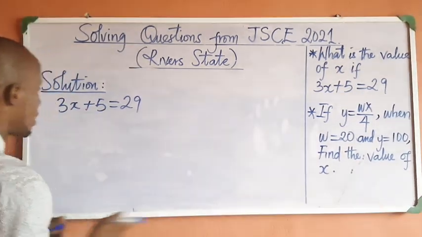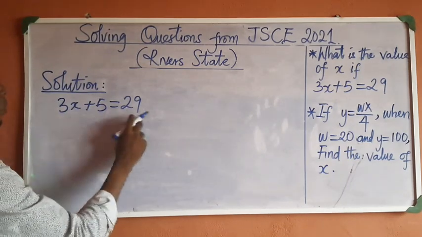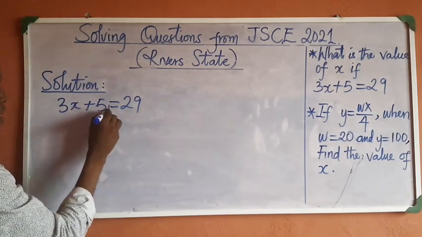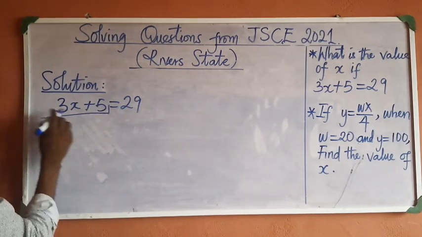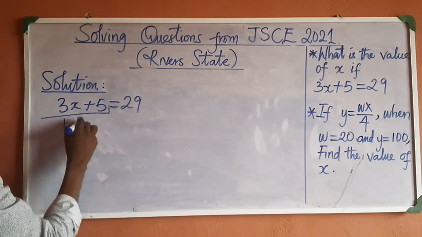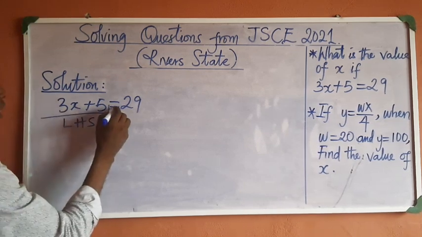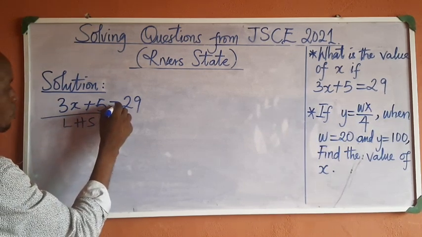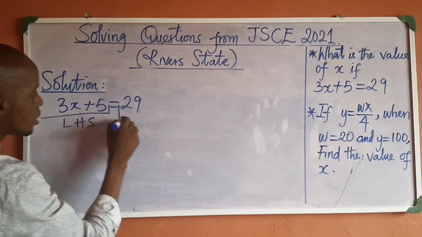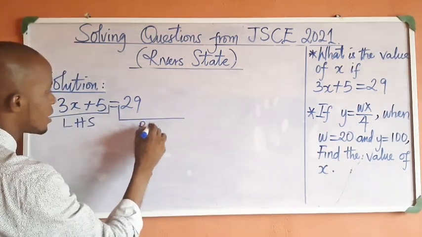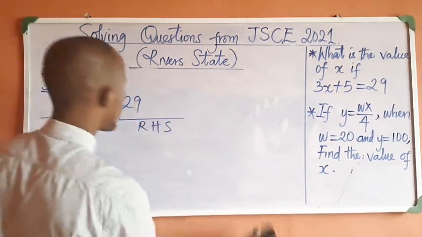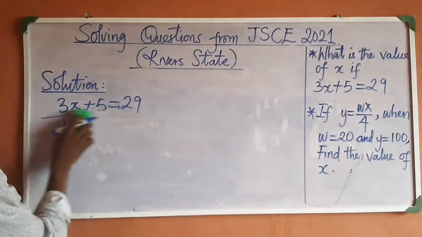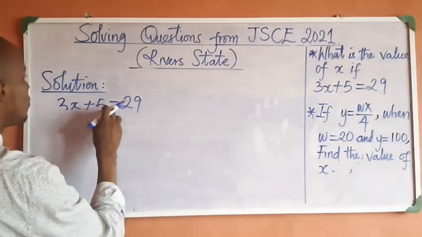How do I know that? The left-hand side of any equation starts from the equal sign to the left side. This is what we call the left-hand side of the equation, and then the right-hand side starts from the equal sign to the right. This is the right-hand side. Thank you very much. Let's proceed in our solving.